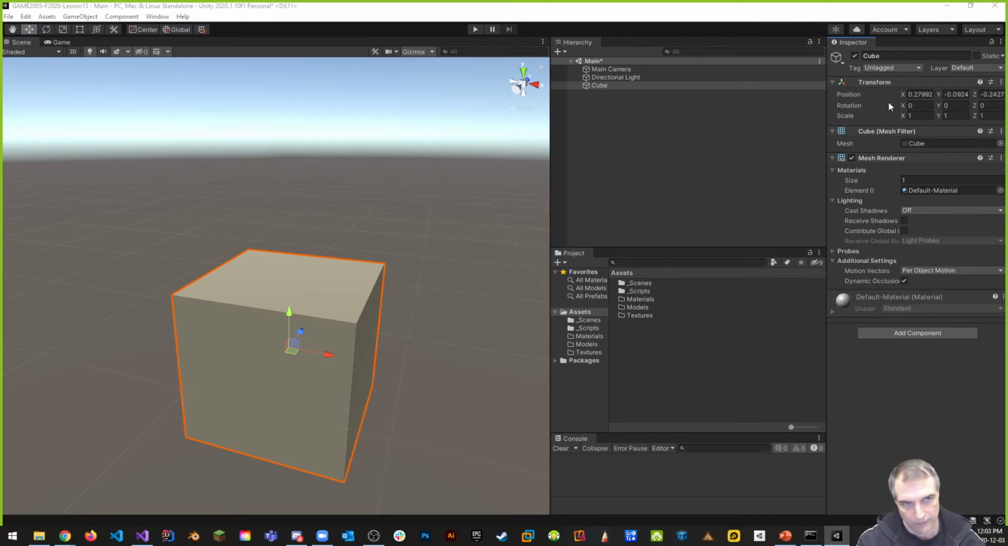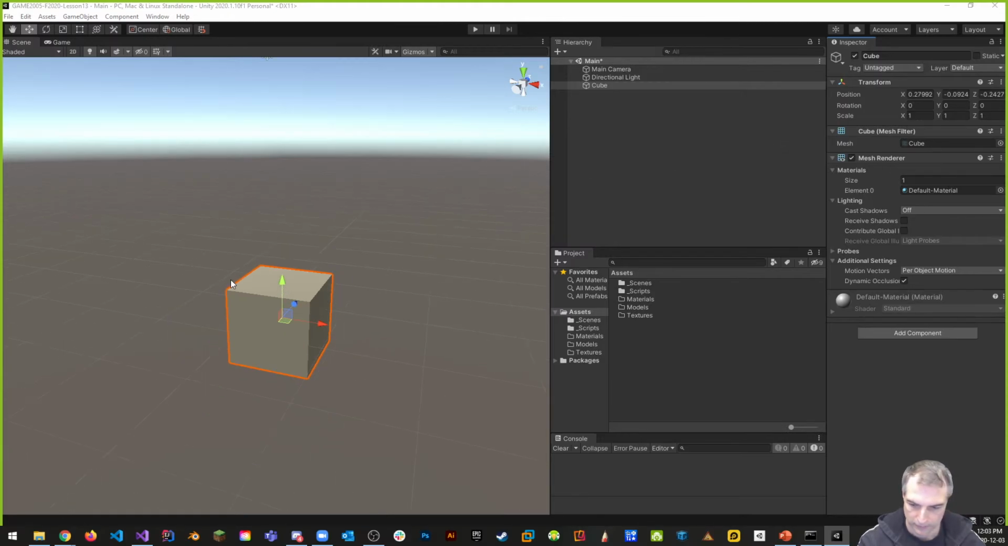I'll just start fresh. I'll wait for everyone to catch up. If you have a problem like that, please just start a brand new project. Get rid of the stuff that's in there, and then all we want to do is add a cube and remove the collider component. Got it. All right.